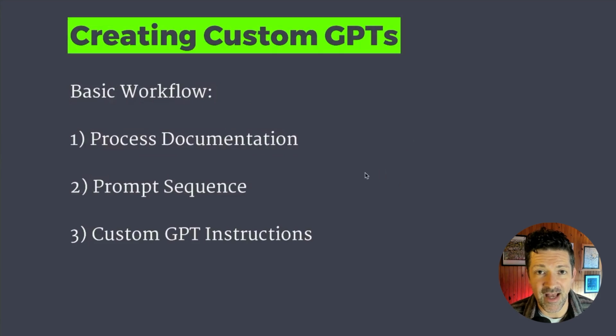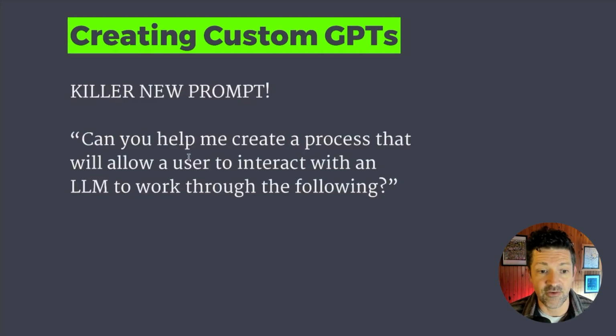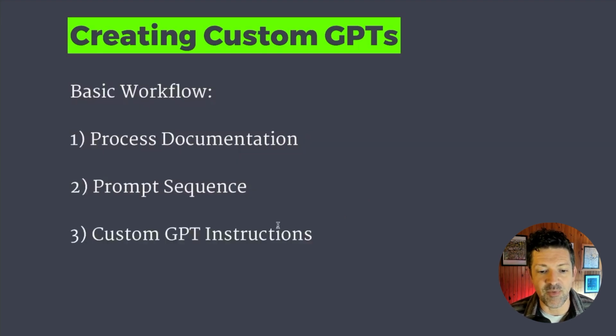So a quick recap of that is just coming up with a step-by-step process. Then you take that process and say, this killer prompt, can you help me create a process that will allow a user to interact with the LLM to work through the following? And this will take that process and convert it into a prompt sequence. Then you can just copy and paste those into my custom instruction bot, just like I showed you.